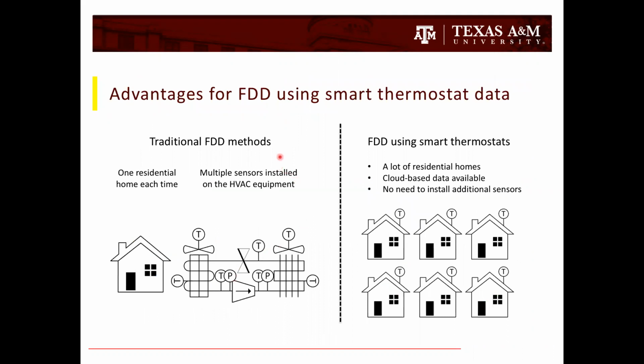The traditional FDD methods are very commonly used for large commercial systems. They rely on installing multiple sensors on the equipment and typically need to collect both faulty data and fault-free data for training. However, for residential systems, the traditional methods are hard to apply because residential systems are produced in large quantities and installing additional sensors is too expensive.